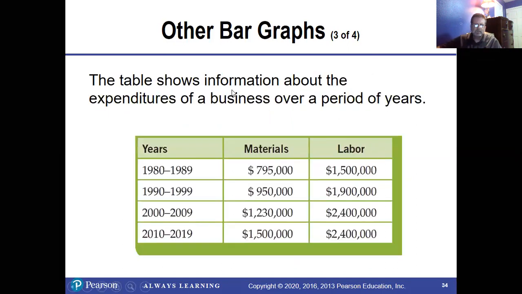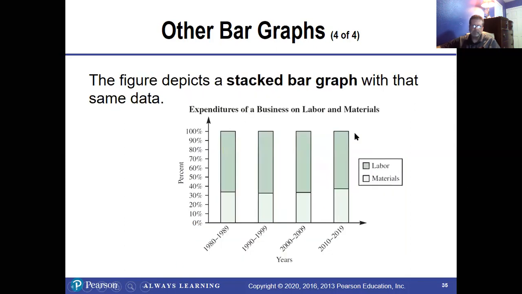Okay. The table shows information about expenditures. And notice you have a range here of years: 10 years, 10 years, 10 years, 10 years, right? Materials and labor. So you have these stacked bar graphs, labor and materials, again labor and materials, in the same blue color or very different shades of blue. Not too bad on one of these. You can see them fairly well, but you could use two separate colors too. Now notice this goes from 0%, which is possible, all the way up to 100%. Every year should add up to 100% if there are two categories.